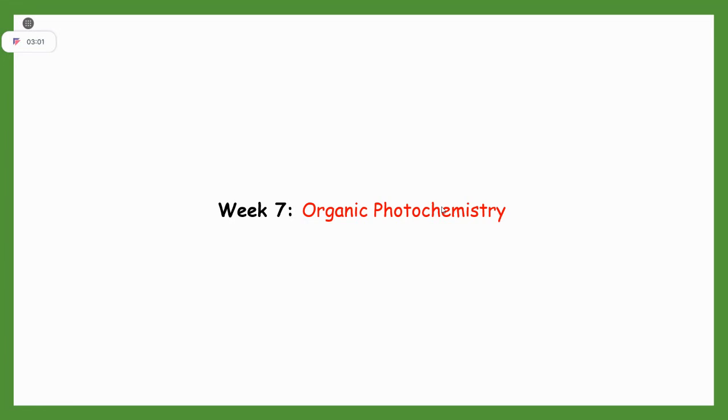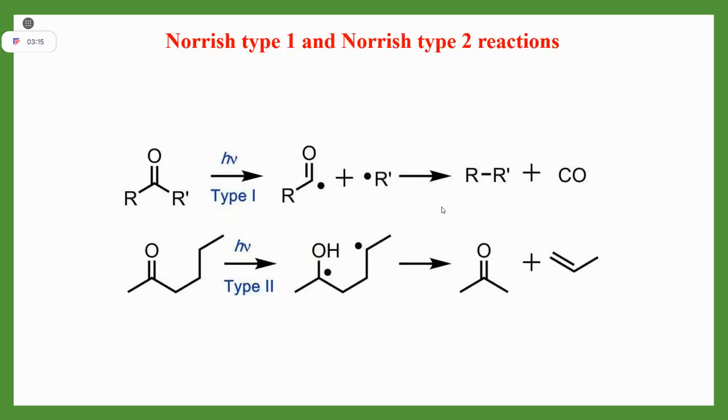So students, in this week 7, we are going to cover all the organic photochemistry reactions, and I hope you all have gone through Sir's lecture, so it will be easy for you to solve questions. So let's start today's class with Norrish type 1 and Norrish type 2 reaction.